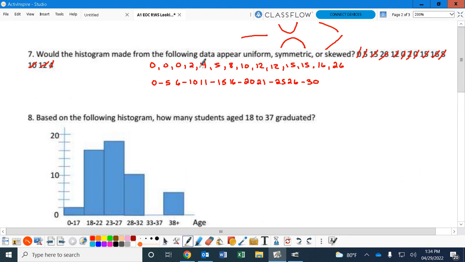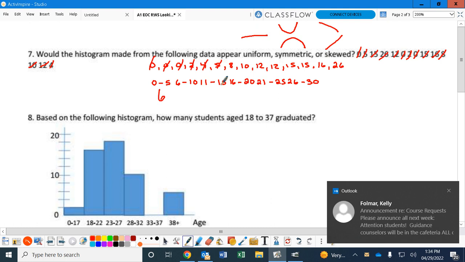So looking at this, how many of these numbers fall in the 0 to 5 range? Count them. Check them off. Yes, 6. How many fall in the 6 to 10 range?